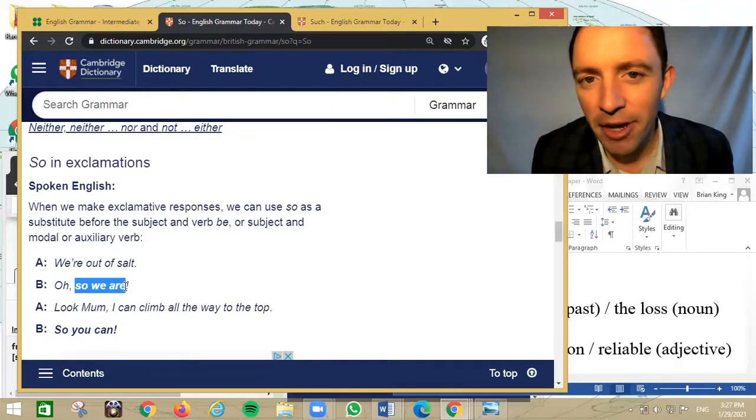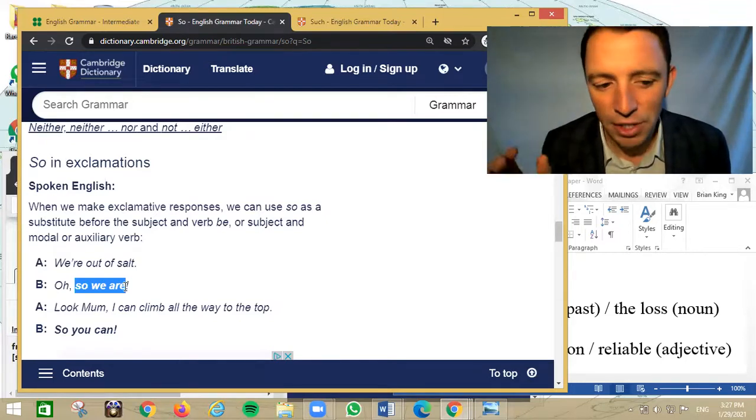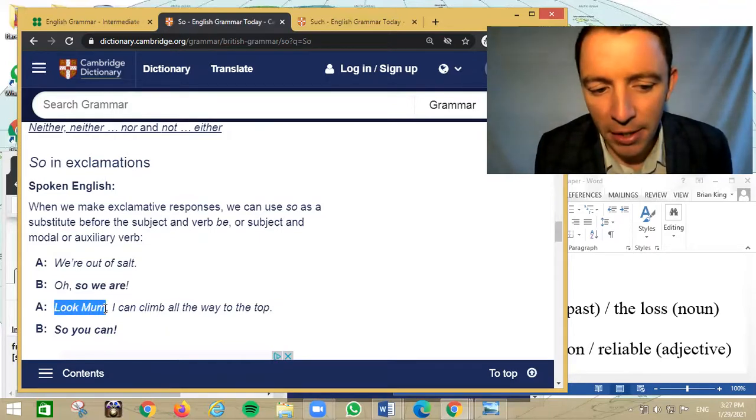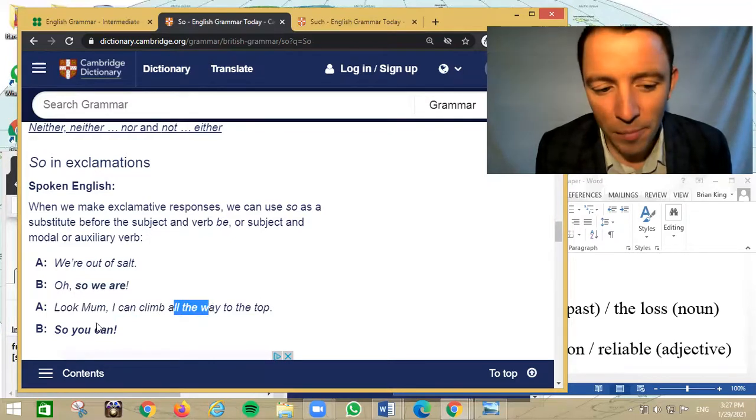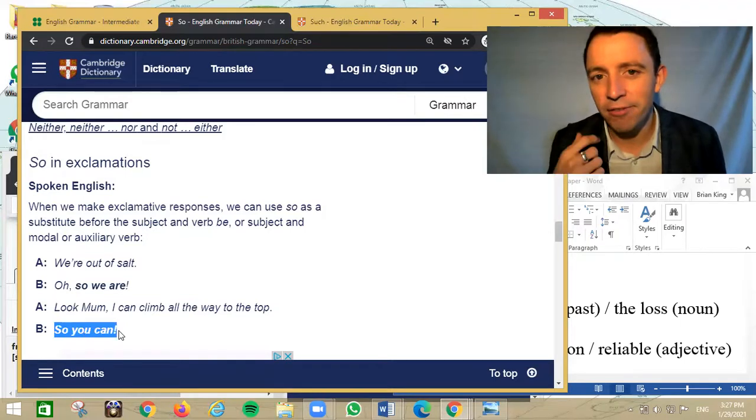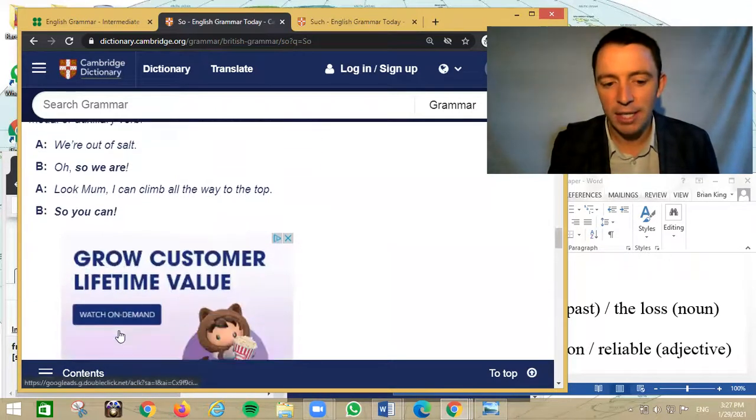Bit difficult, very fluent, and I recommend to try to understand this because it's very common in conversations with very friendly situations, informal situations, every situation. Here's another example for exclamation. Look, mum, I can climb, all the way to the top. So you can. So it's an exclamation. It's recognition of the ability. So a bit difficult, but interesting.